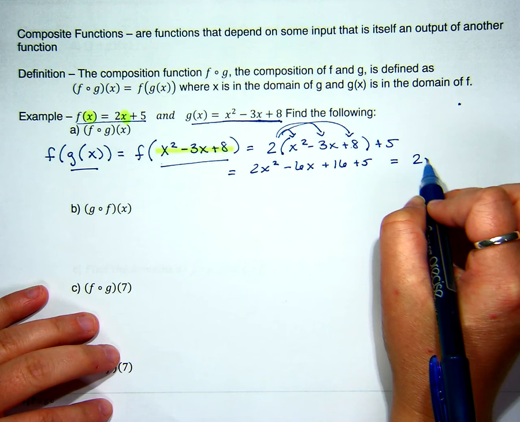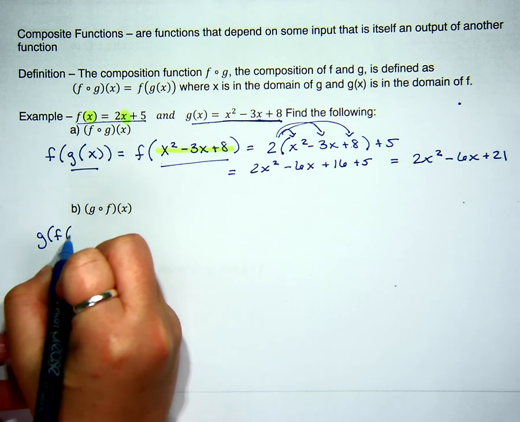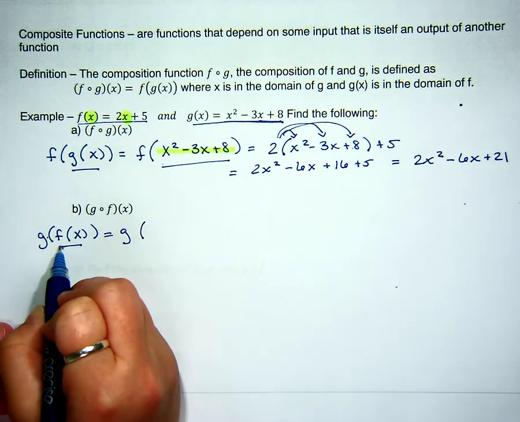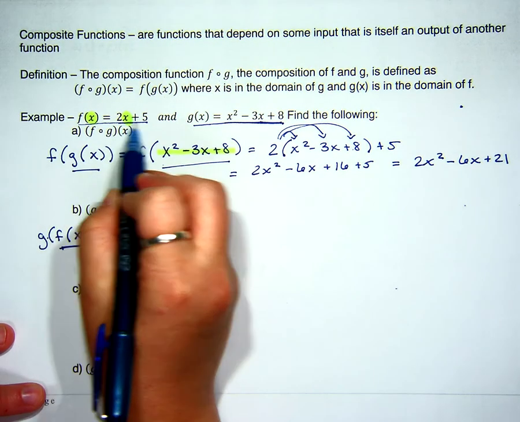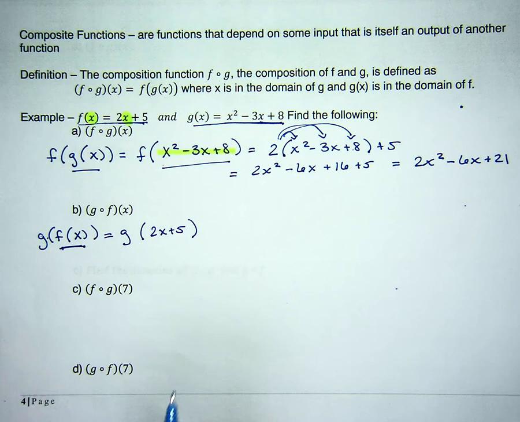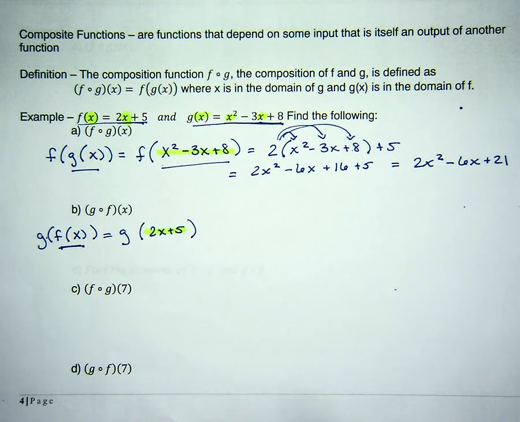Let's work another one. G composed of f of x. That's g of f of x. Well, what's f of x? 2x plus 5. Oh, that's a simple evaluate again. Wherever I see an x in my g function, I'm going to put 2x plus 5.